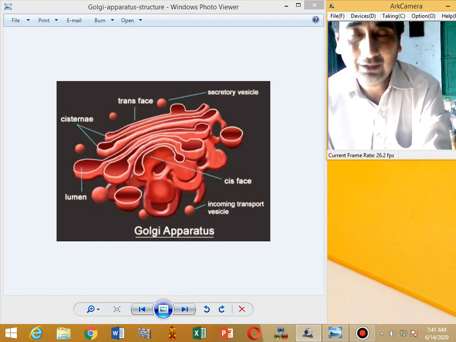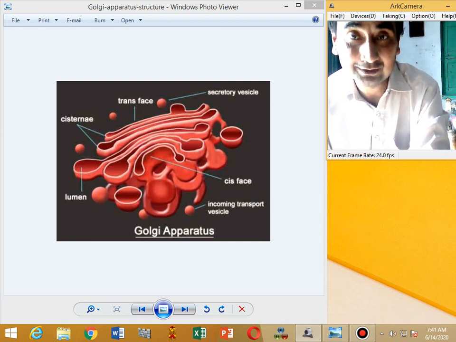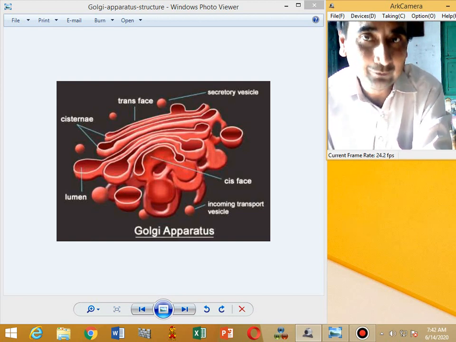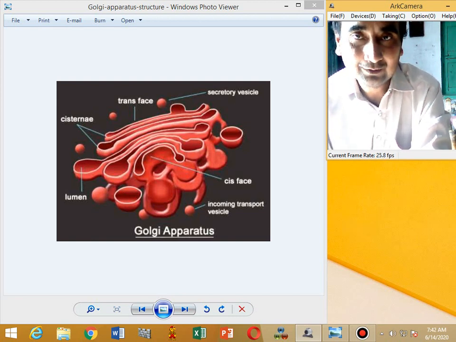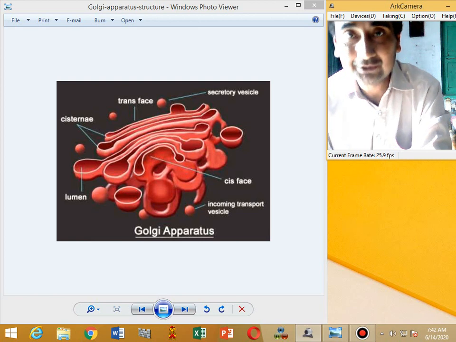Another function of the Golgi is to modify the products. They modify lipids and proteins by adding carbohydrates, and convert lipids into glycolipids and proteins into glycoproteins, forming conjugated molecules.